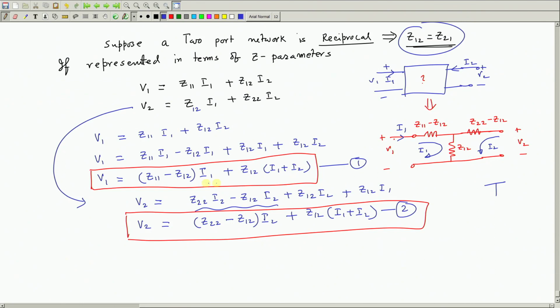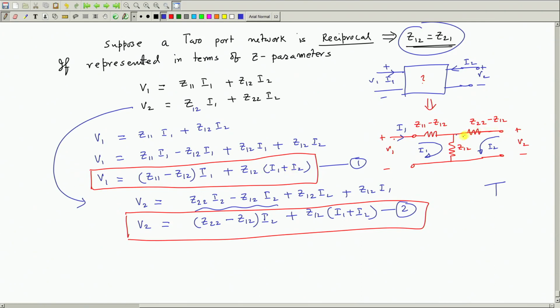The first equation, look at V1 is equal to (Z11 minus Z12) into I1 plus, what is the current flowing through this branch? I1 plus I2 into Z12, and these two voltages must balance V1. That is exactly what I am getting.